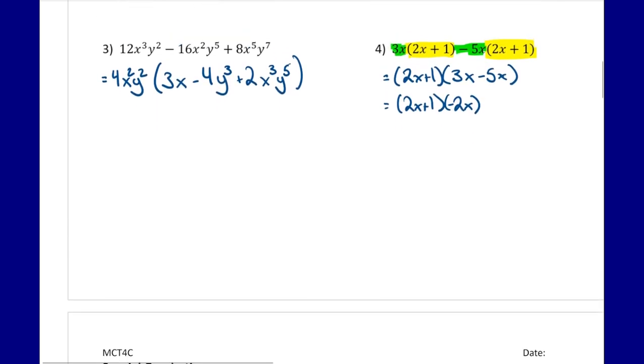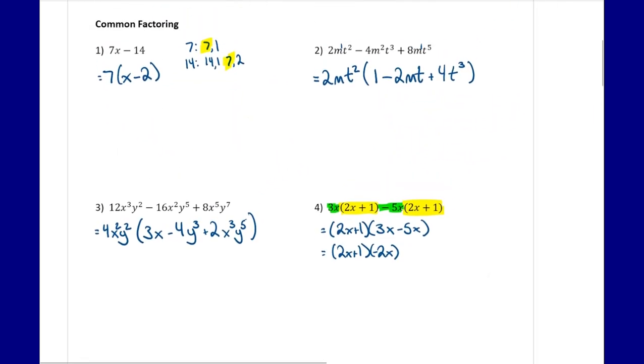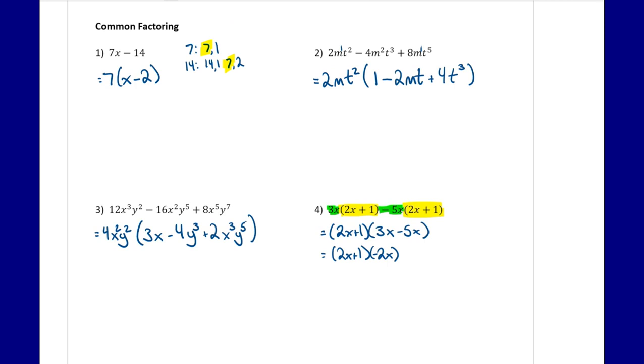That's common factoring. You're just looking for the greatest common factor, and factoring that out, removing that from the terms. Basically you could divide each of your terms by that greatest common factor, or see what you would multiply that greatest common factor by to get to the term that we wanted. So different ways you can think of it.